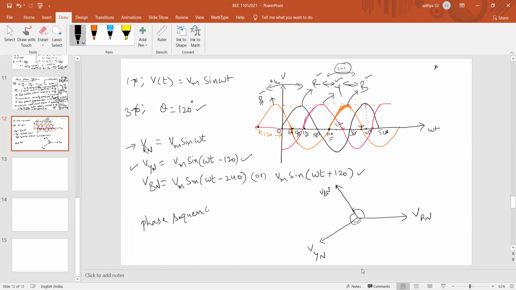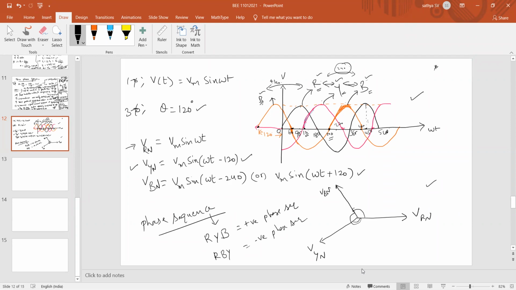Phase sequence. From this representation of the three-phase system and this vector representation, we can express the phase sequence as R, Y, B. Let us take this as the positive phase sequence. Now, if someone wants to interchange Y and B, then it becomes R, B, Y. That is called the negative phase sequence.